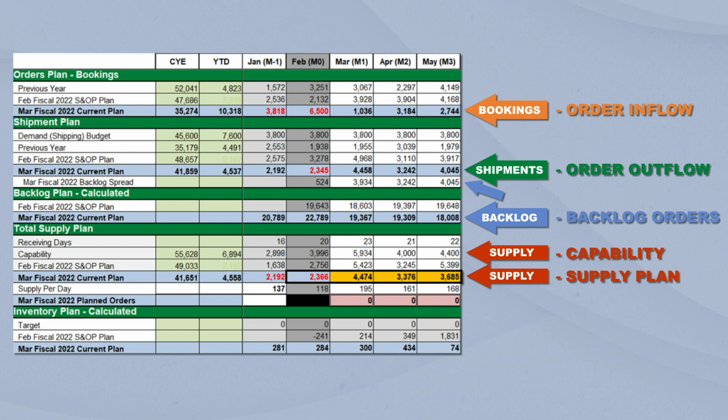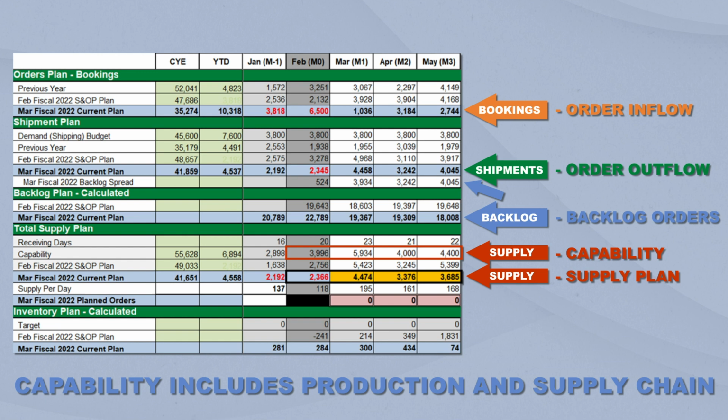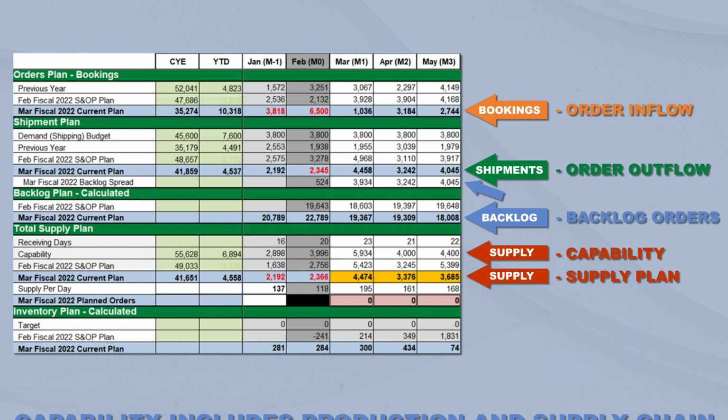The plan is production's commitment to a build quantity. This is constrained by the capability for this family. Planned increases or decreases in capability should be reflected in the capability line. And by the way, capability includes both production and supply chain.